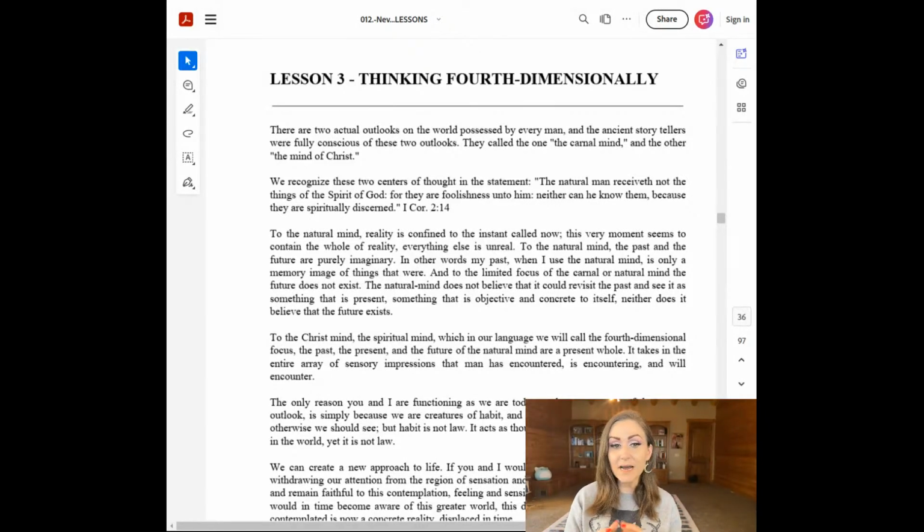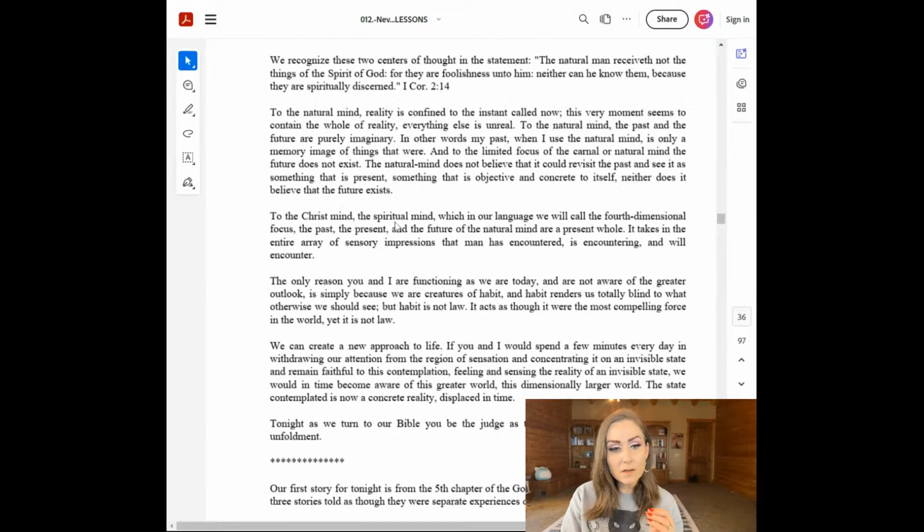It takes in the entire array of sensory impressions that man has encountered, is encountering, and will encounter. The only reason you and I are functioning as we are today and are not aware of the greater outlook is simply because we are creatures of habit. And habit renders us totally blind to what otherwise we should see. But habit is not law. It acts as though it were the most compelling force in the world, yet it is not law.